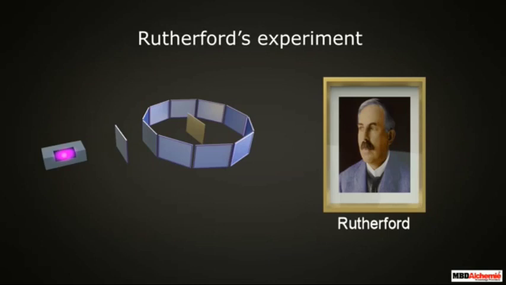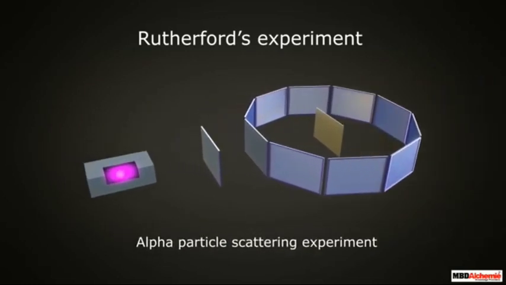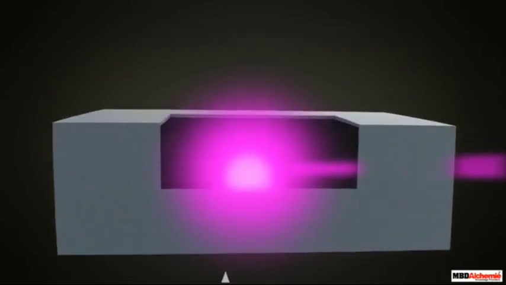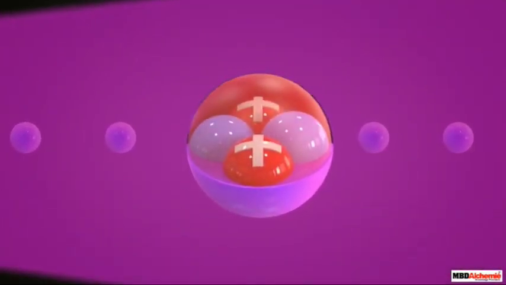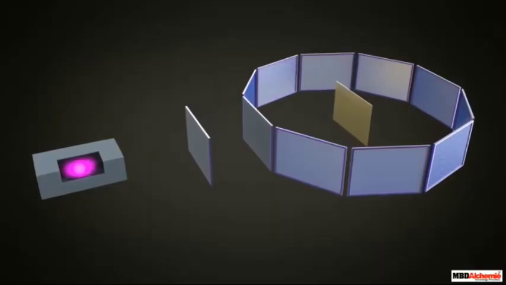Rutherford's experiment got popular by the name of alpha particle scattering experiment. To understand about his experiment, let us first see what alpha particles are. Alpha particles are emitted by radioactive substances. These are helium ions with double positive charge. Now let us look into the details of the alpha particle scattering experiment.